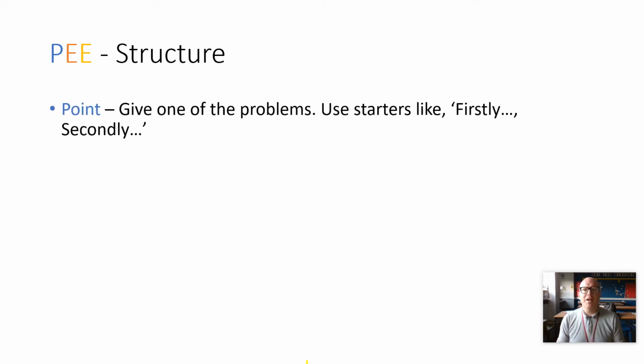We're going to use the PEE structure. We've talked about this in school quite a lot. Maybe you've heard it as PEEL with an L on the end. It's the same thing. First of all, we start off by making the point. You start with firstly or secondly. So you might say, firstly, the problem that the British public had during World War I was, and then you say which problem they had.